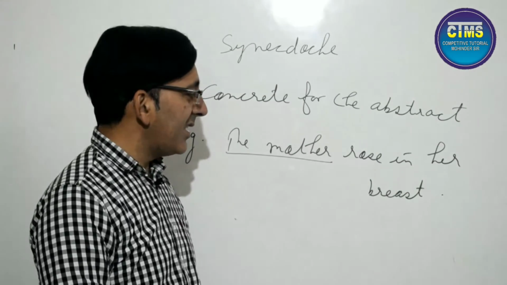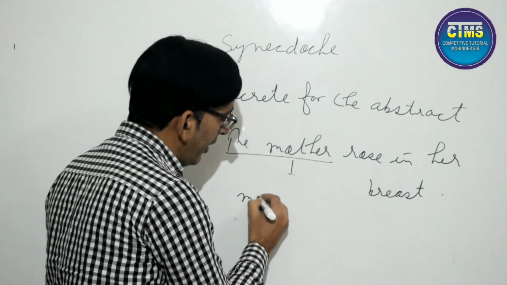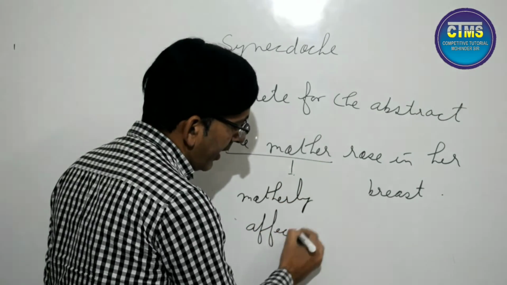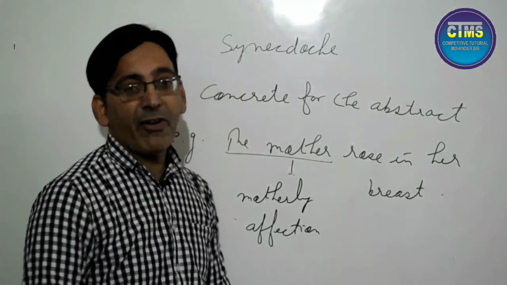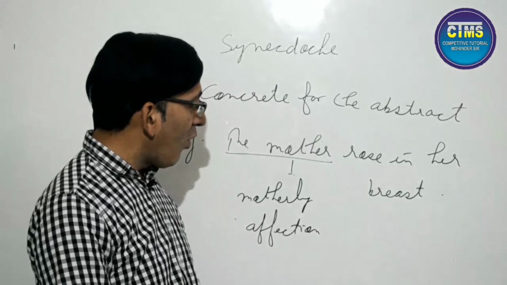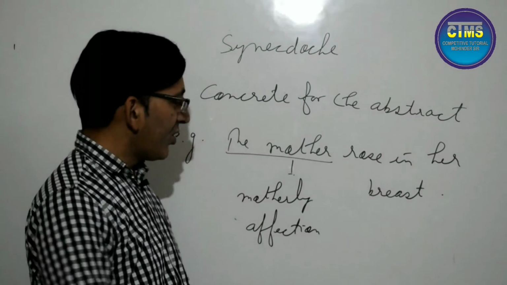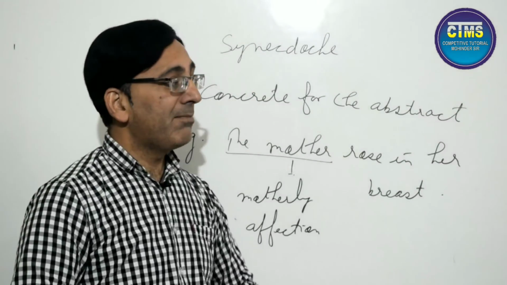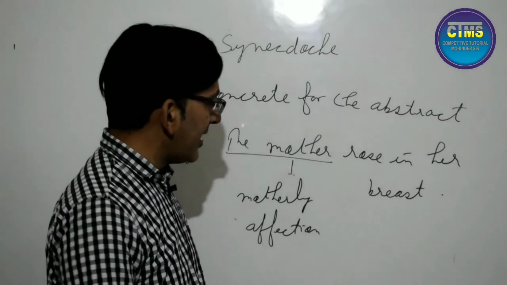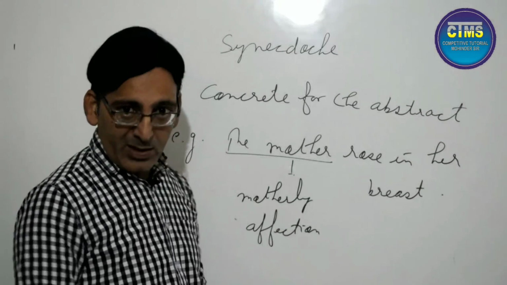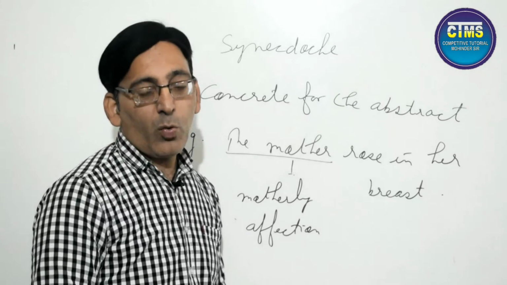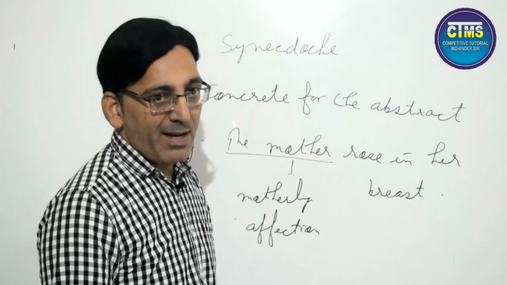The meaning of this sentence is here. Here the mother stands for motherly affection. We want to say that the motherly affection rose in her breast. So it means she felt motherly affection. So I think you are able to understand the fourth variety also. Concrete for the abstract, where a common noun is used as an abstract noun.